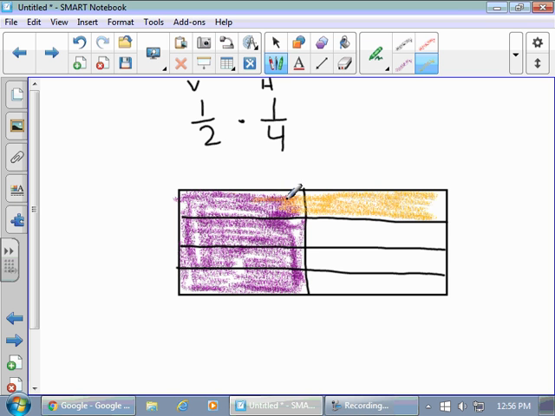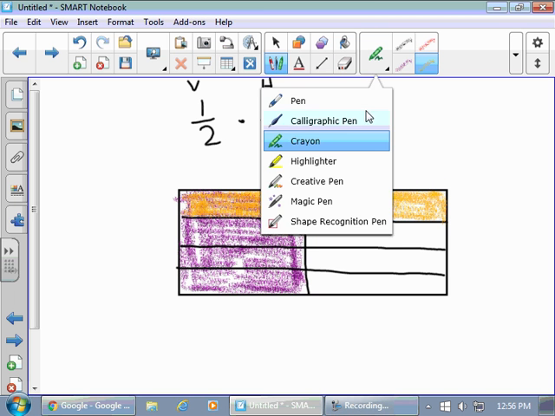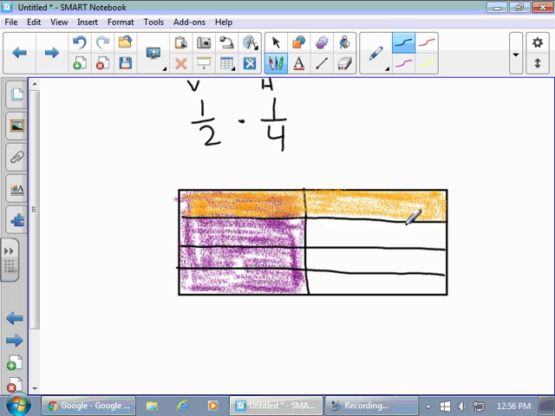Now, do you have to color the top row? No. I'm going to shade just the first row. You're right, and that's why I'm not answering the question.